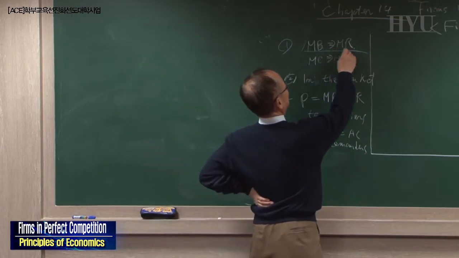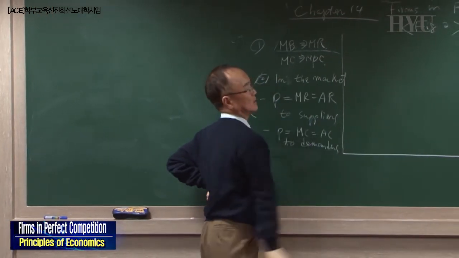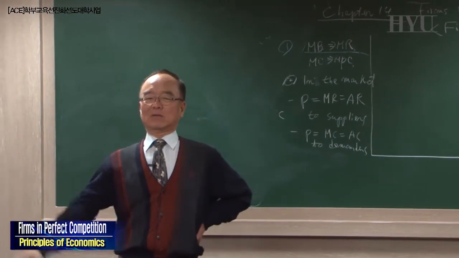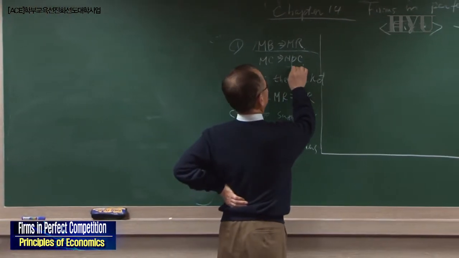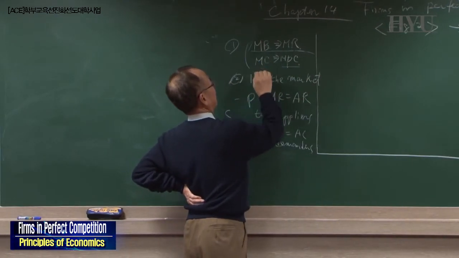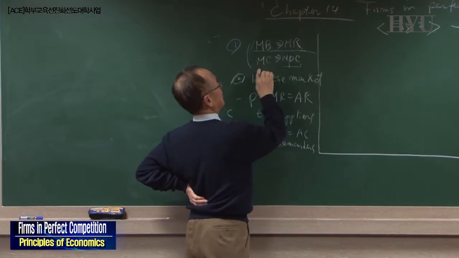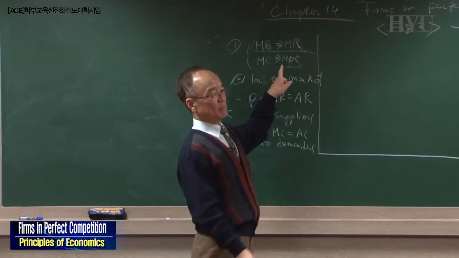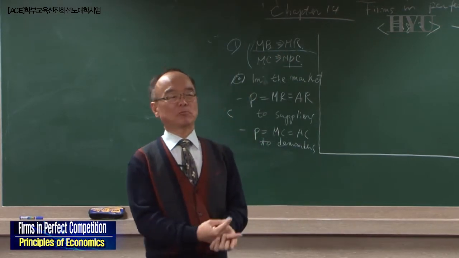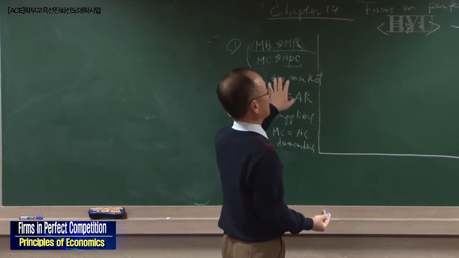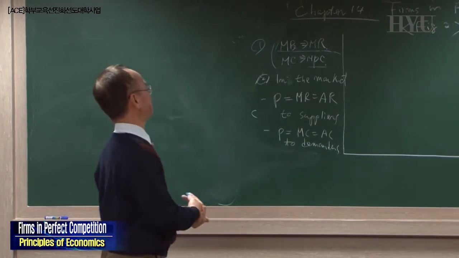So marginal benefit is represented by marginal revenue. Likewise, we have to pay something, right? The firm has to pay something called production cost. So for a firm, MB is represented by marginal revenue, MC is represented by marginal production cost. Putting it differently, marginal revenue is a particular type of benefit. Marginal production cost is a particular type of marginal cost.